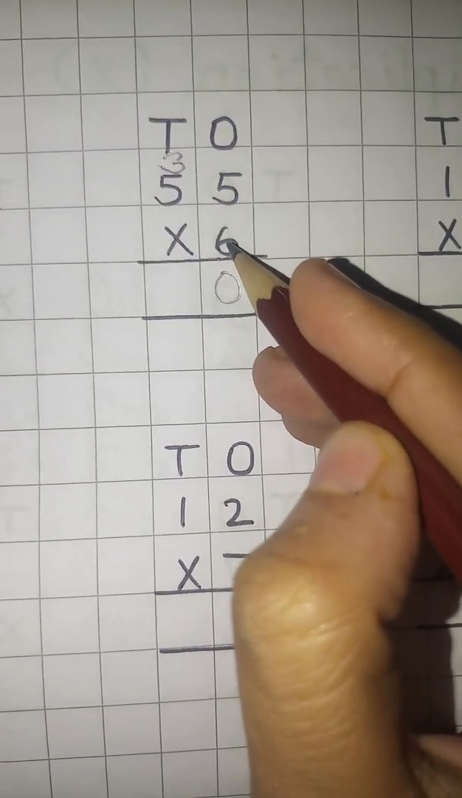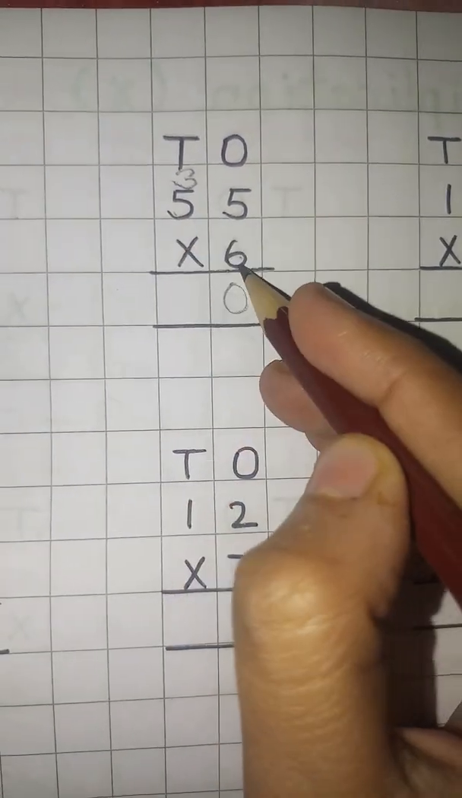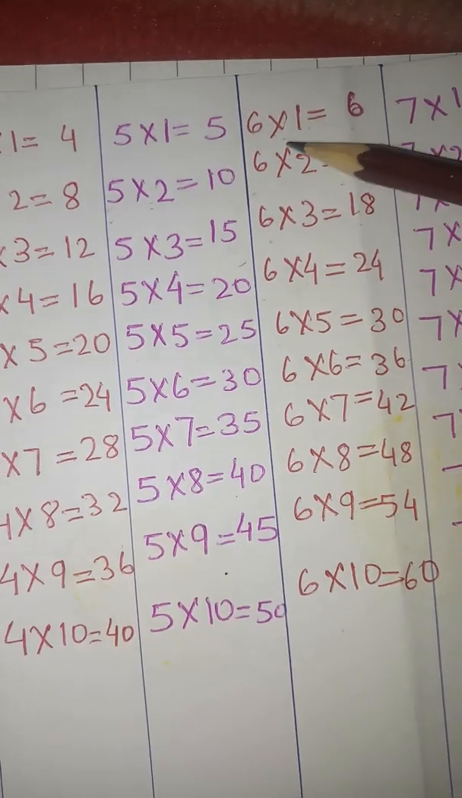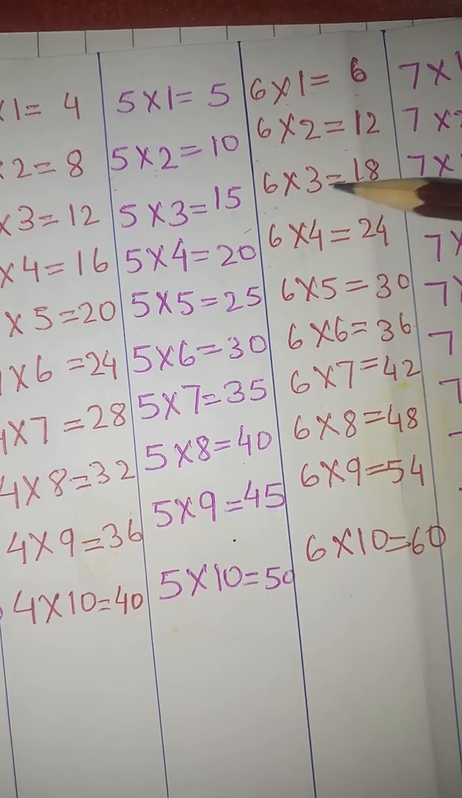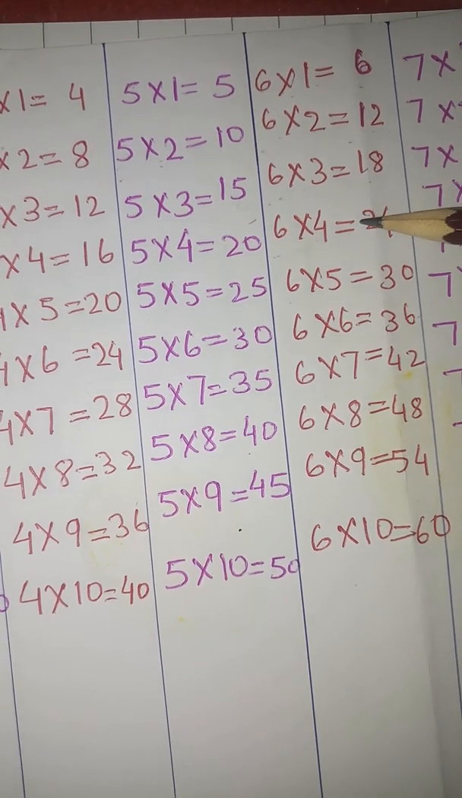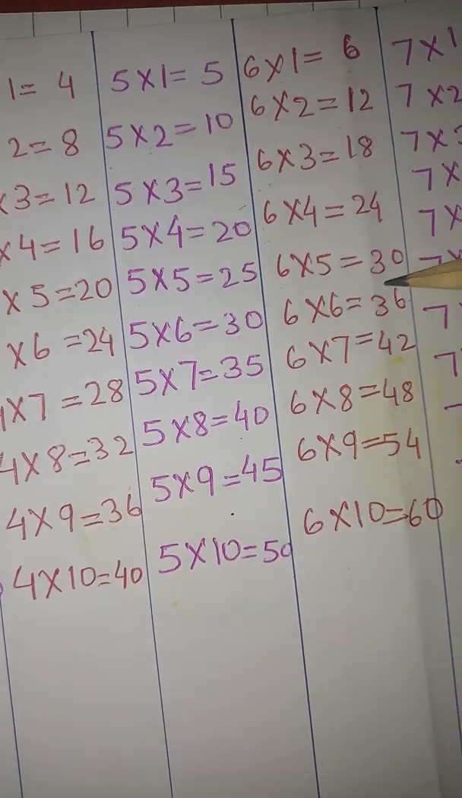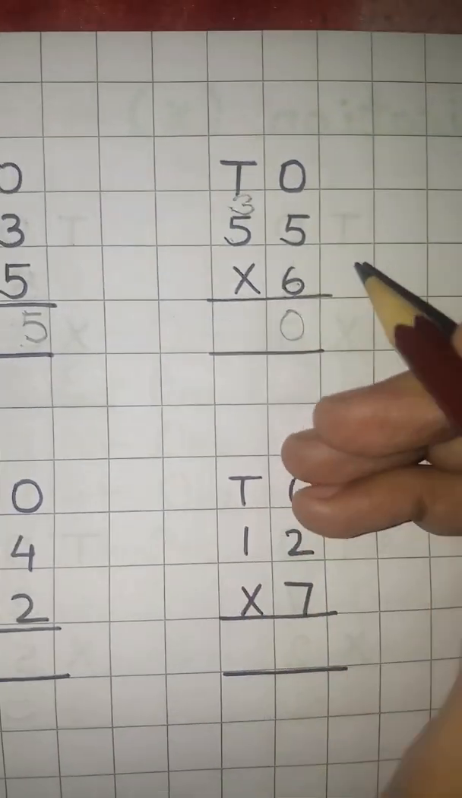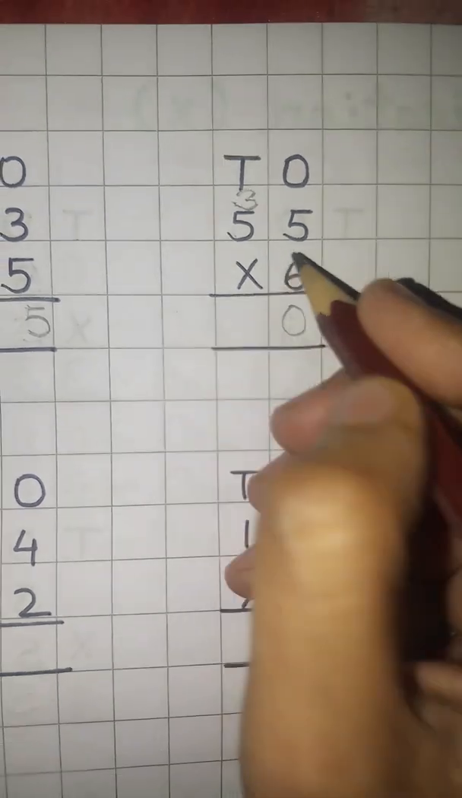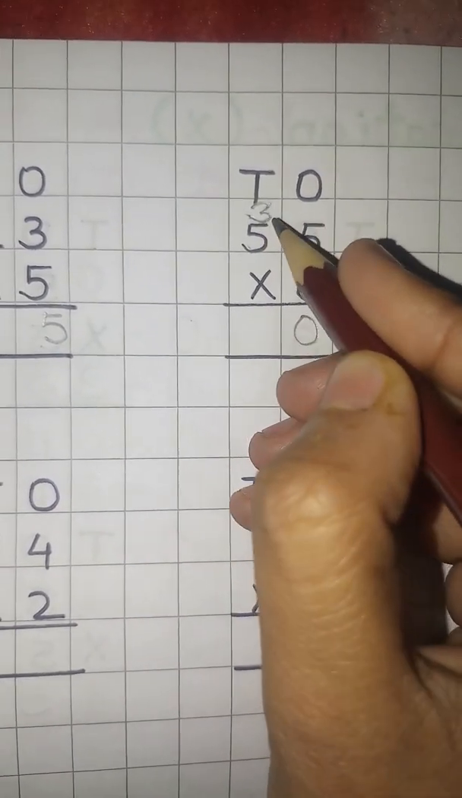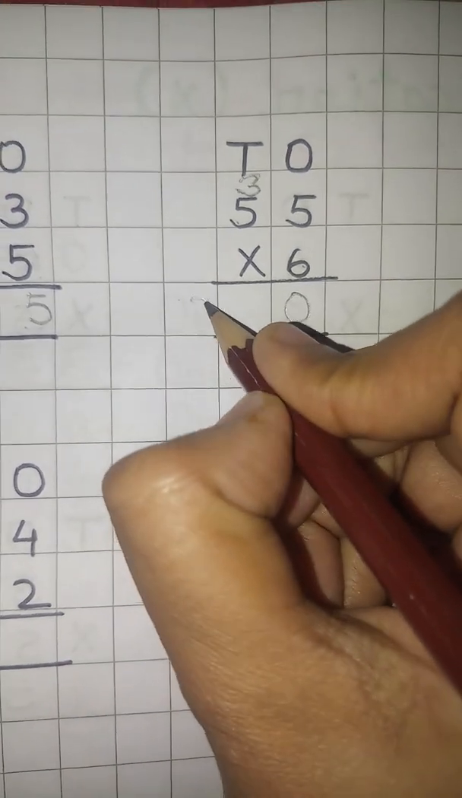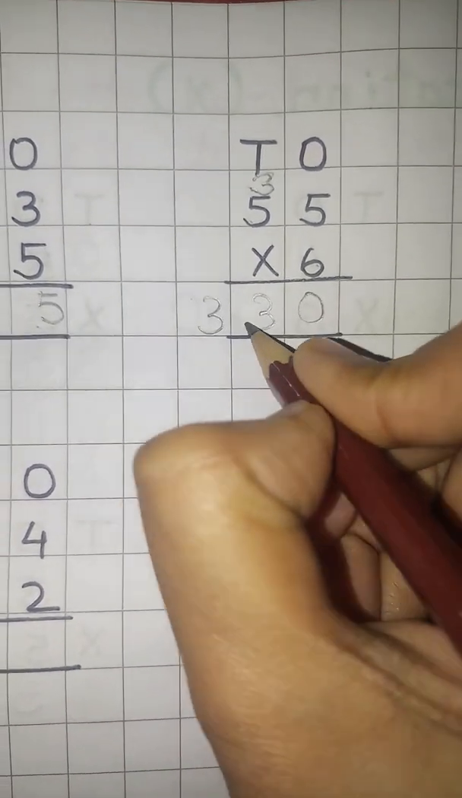Next is 6 into 5. Let's see. 6 into 1, 6. 6 into 2, 12. 6 into 3, 18. 6 into 4, 24. 6 into 5, 30. 6 5s are 30. So 30, and then we add this 3. So our answer will be 33.